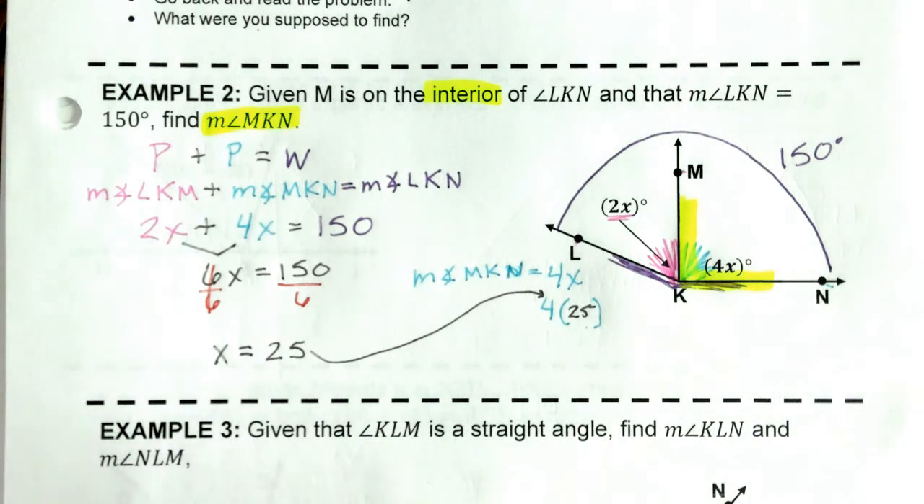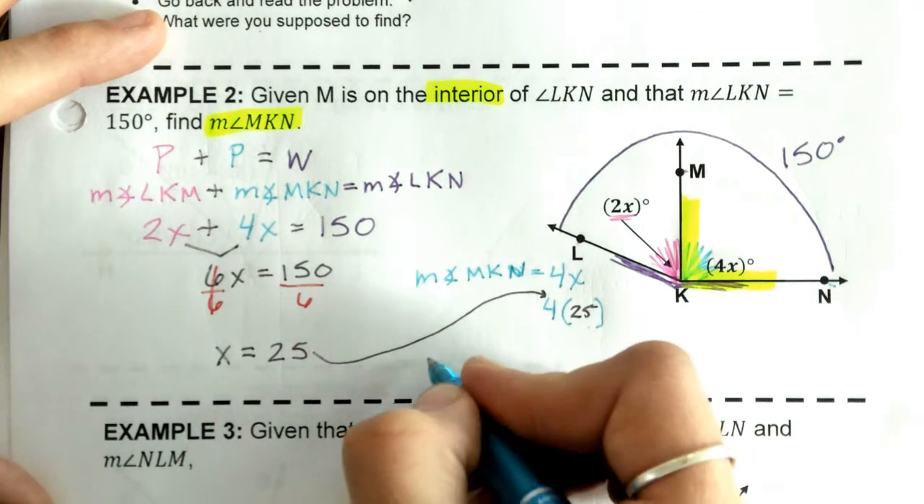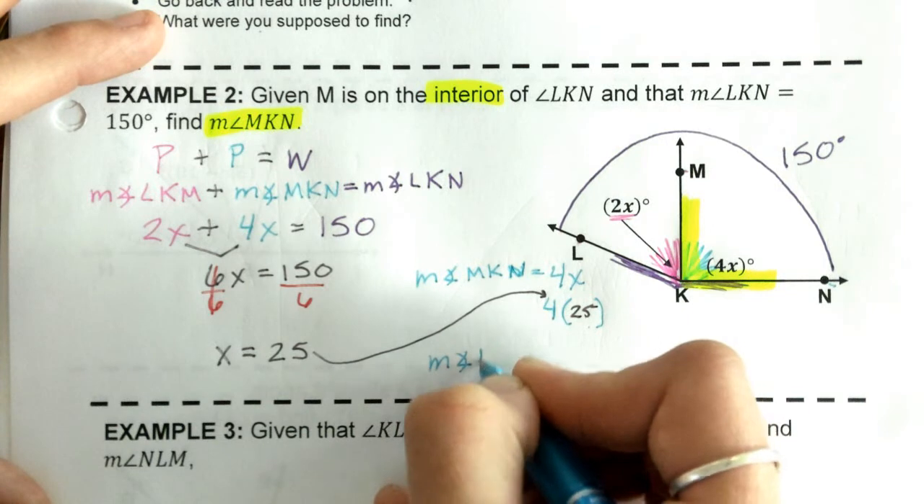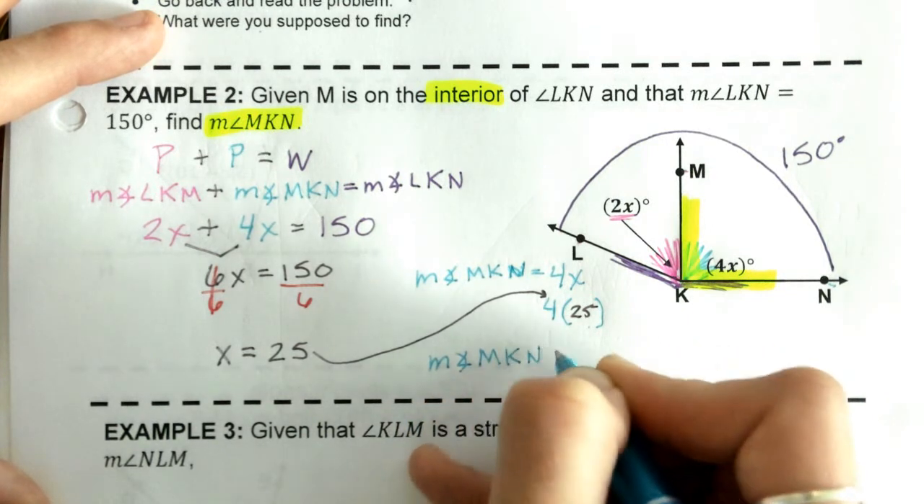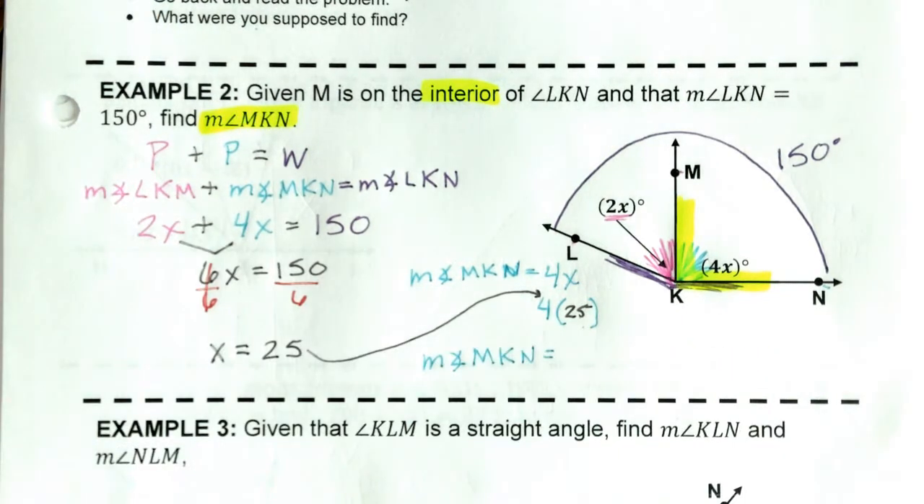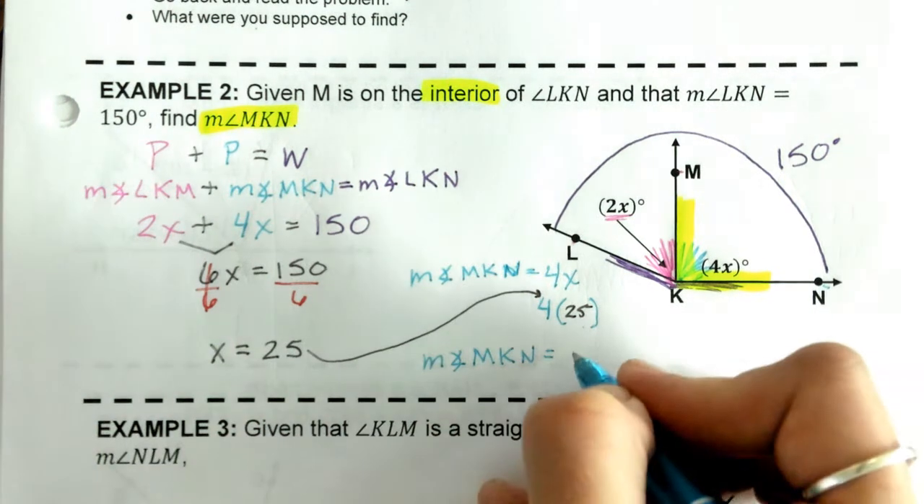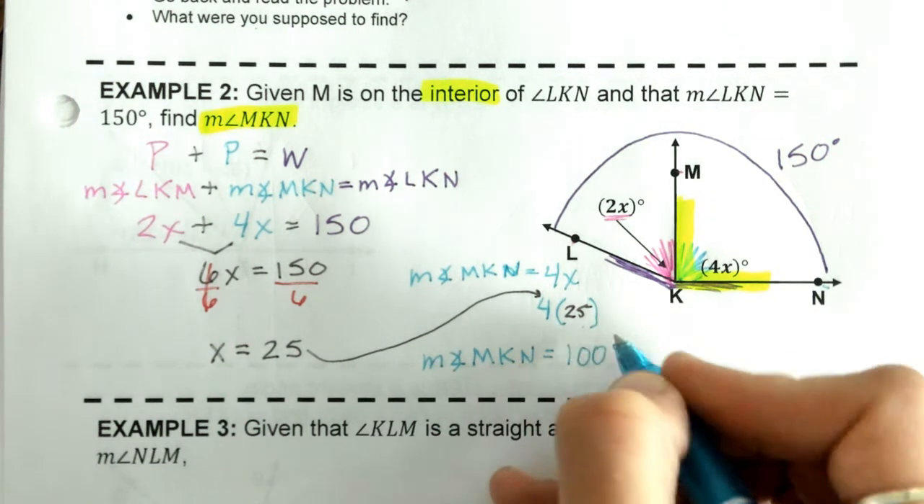Okay? So then we're going to come up with the measure of angle MKN. Well, that's like saying we have 4 quarters. A quarter is 25 cents. So if we have 4 quarters, how many cents do we have? 100. Makes $1, right? So we got 100. Now we'll put that degree.